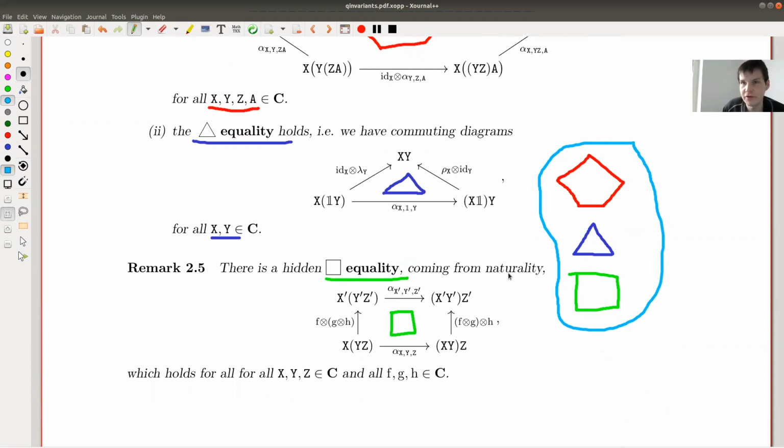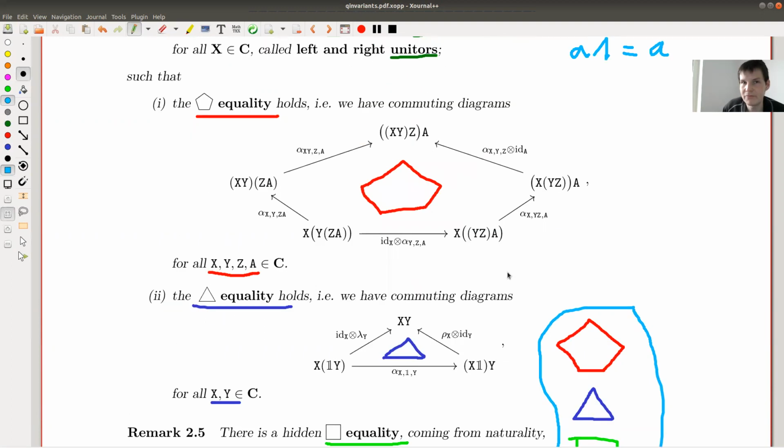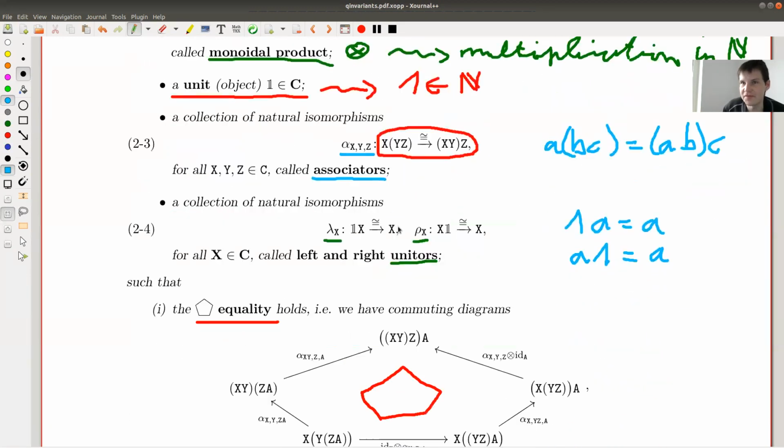When we want to get rid of all this data, we really want just a naive multiplication, and we will see that's actually possible. We have to pay a price, but it's actually possible.